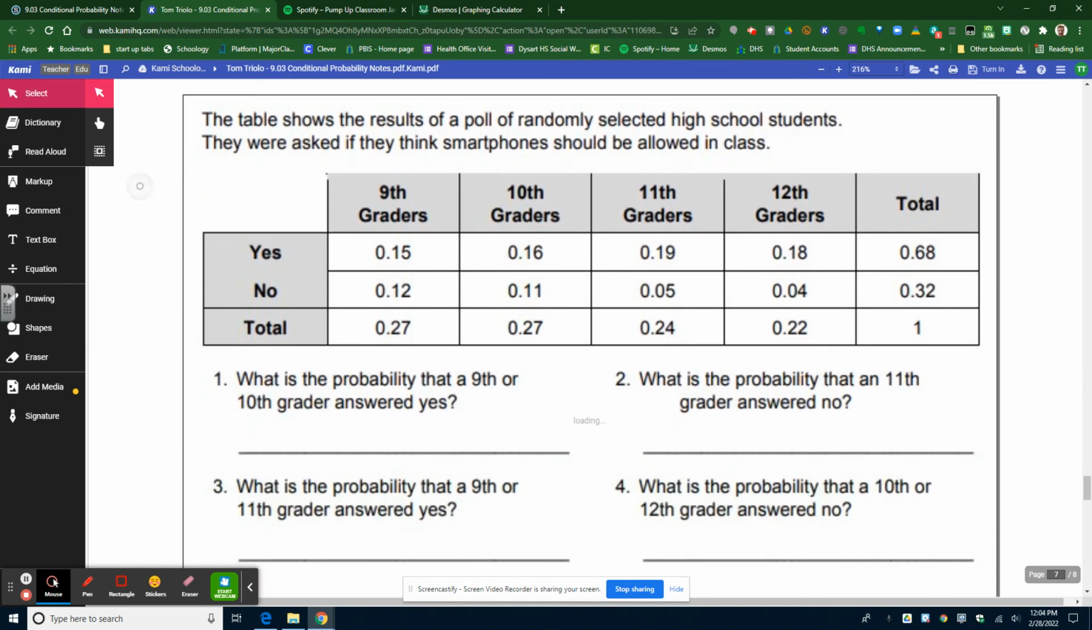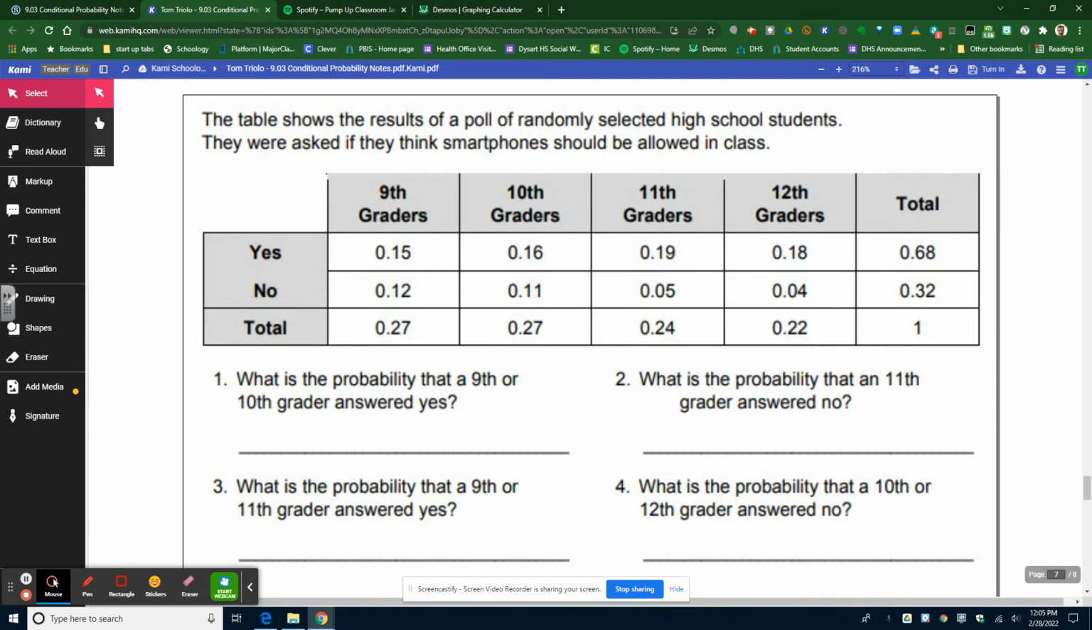All right, this one's a little different. They took all the data and already converted them into probabilities. So we've got a table showing a poll of randomly selected high school students. They were asked if they think smartphones should be allowed in class. So 15% of 9th graders said yes, 12% said no. 15% of all the students in the school are 9th graders who are saying yes.